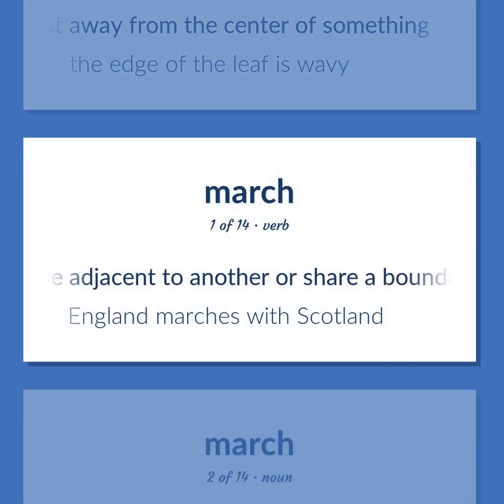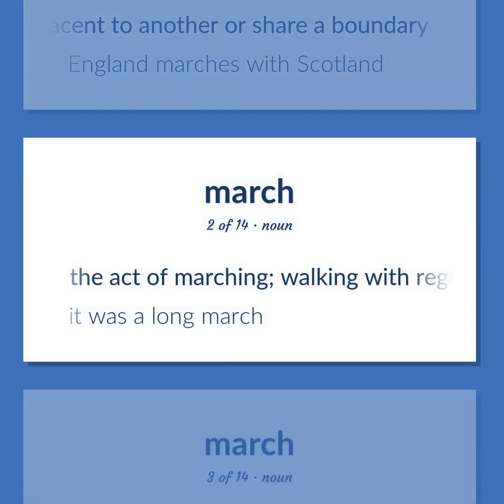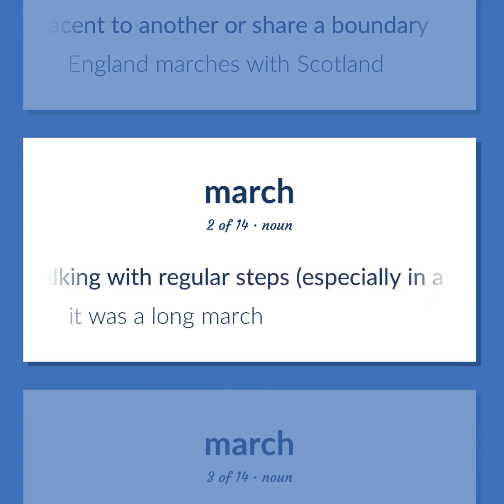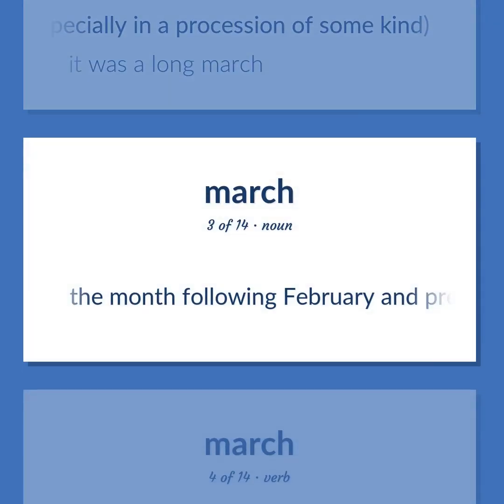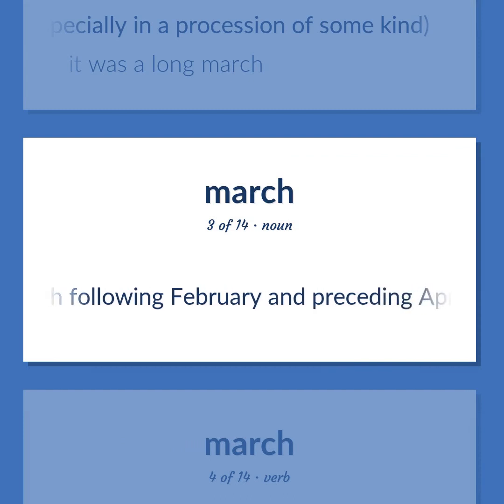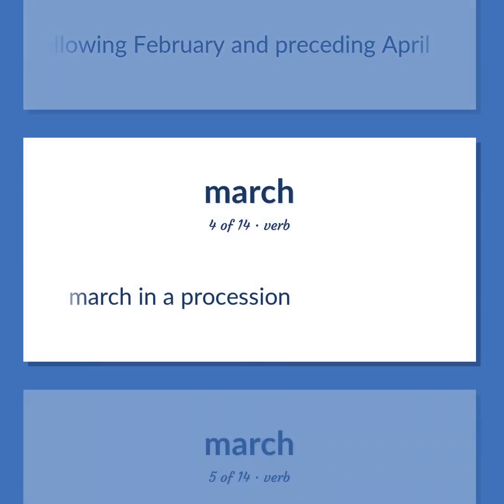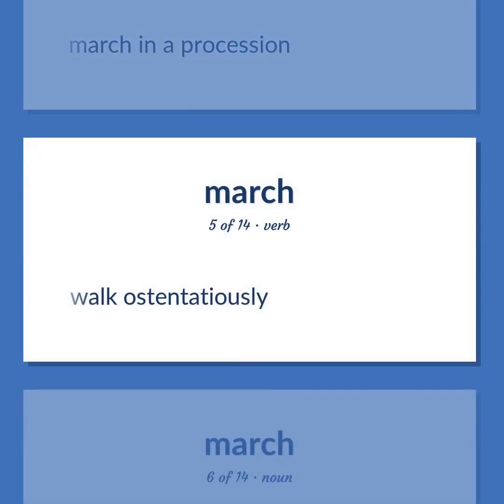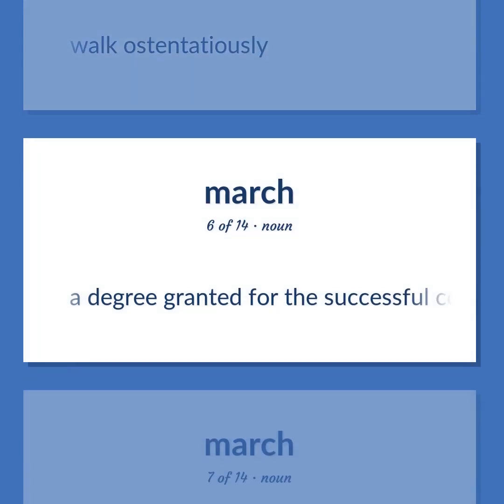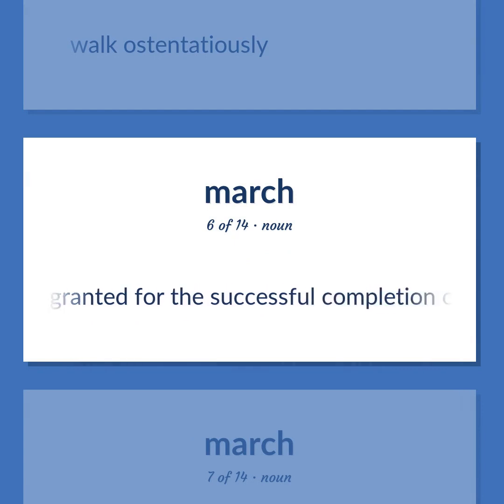Lie adjacent to another or share a boundary. England marches with Scotland. The act of marching, walking with regular steps, especially in a procession of some kind. It was a long march. The month following February and preceding April. March in a procession. Walk ostentatiously. A degree granted for the successful completion of advanced study of architecture.